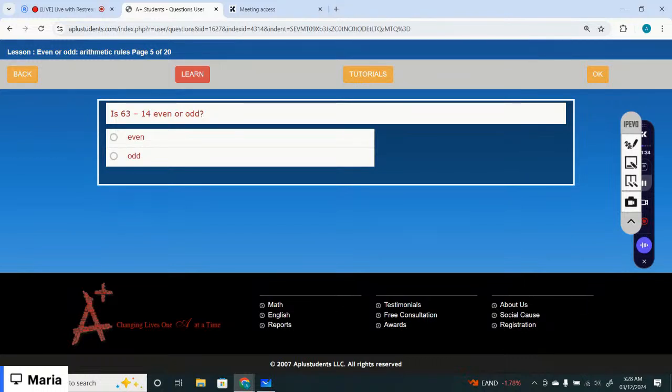Is 63 minus 14 even or odd? 63 minus 14 is an odd number. The correct option is odd. Their difference must be odd.